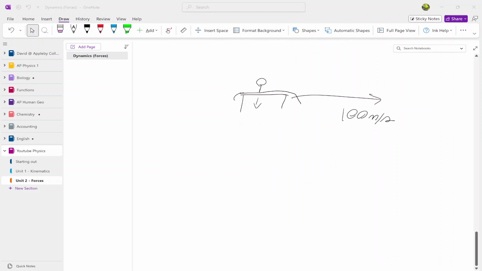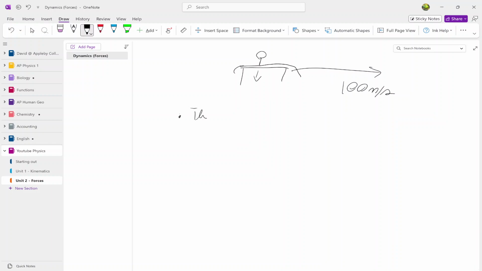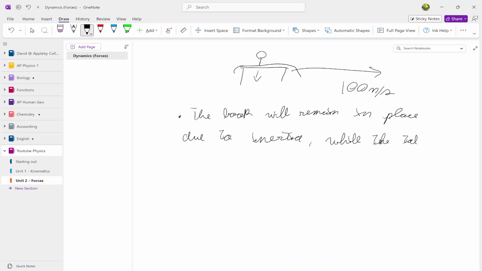So we can just write it down: the book will remain in place due to inertia. Inertia is the capability of mass to resist movement, aka motion, aka forces, due to its mass. And inertia is another name for Newton's first law because it defines the same thing. While the table moves under it.